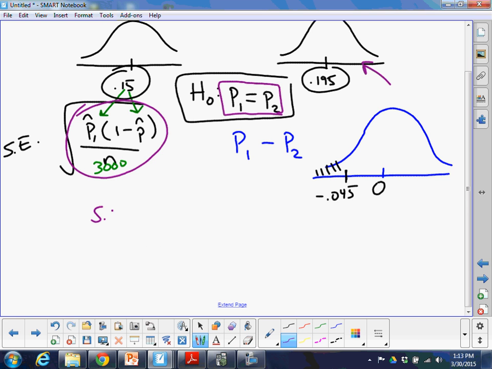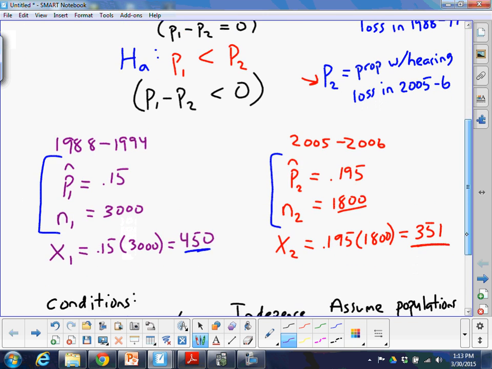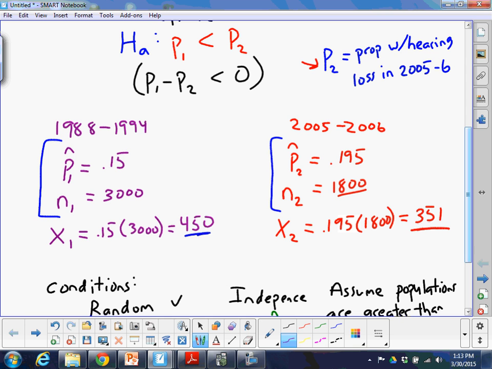So for the standard error, we're going to pool the two together, just combine them. So what we actually need is a p hat combined. Going back to the original problem, that's why we wrote the x's and n's down. The number of successes combined, we're going to take this 450 plus this 351. And then the denominator is going to be the 3,000 plus the 1,800. We're just acting kind of like these came from one big pool.